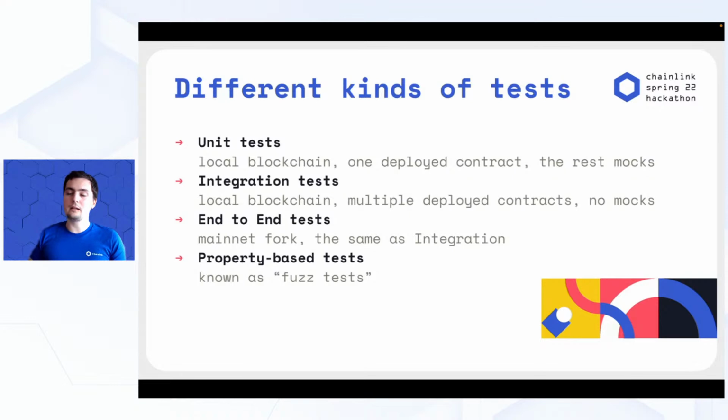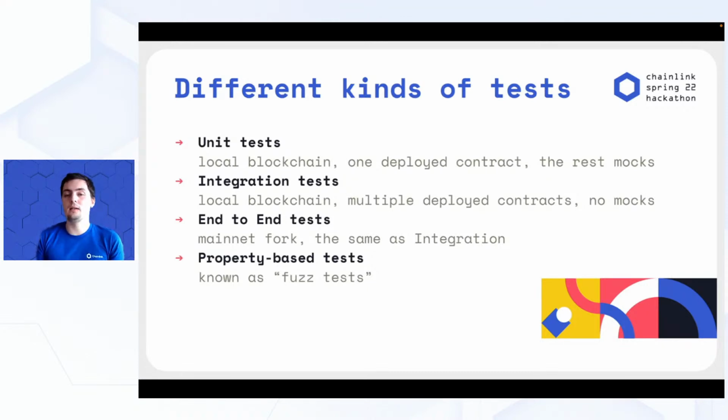So there are different kinds of tests. When you're testing your smart contracts, it's important that you choose your testing strategy wisely. There are several testing strategies, but this is the most common and probably the most used. There are four main kinds of tests. The first one, and the most basic, are unit tests. What does that mean?